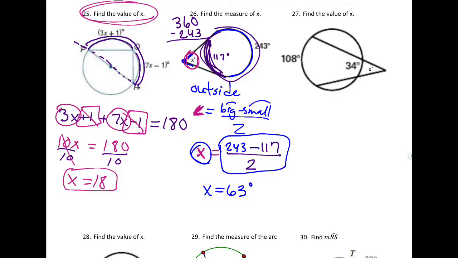So x equals 63. And that is an angle measure because x is an angle, so we are done. We found x. So you got to remember the formula and remember to put stuff in the right place.